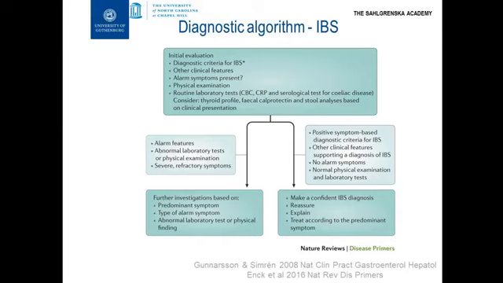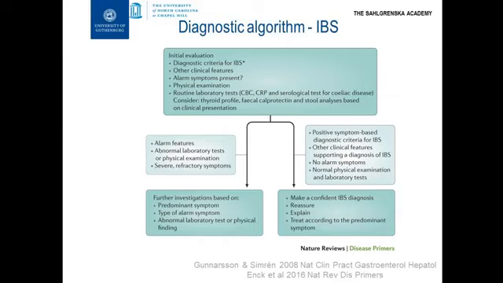There are other tests that you can consider, which are listed here: thyroid profile, etc. These are more based on decisions made on an individual basis and not routinely done for all patients. If you then move to the right on your screen, you can see if the patient has positive symptom-based diagnostic criteria for IBS, other clinical features that support the diagnosis, no alarm symptoms, and normal physical examination and laboratory tests, then you can immediately move to making an IBS diagnosis, focus on reassurance, explanation, and treat according to the predominant symptom.